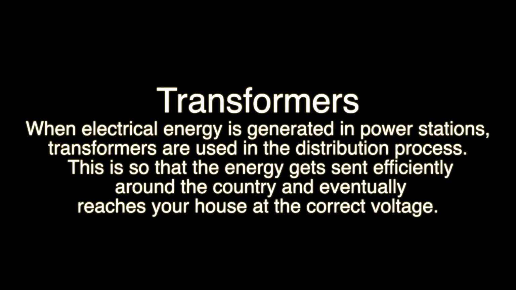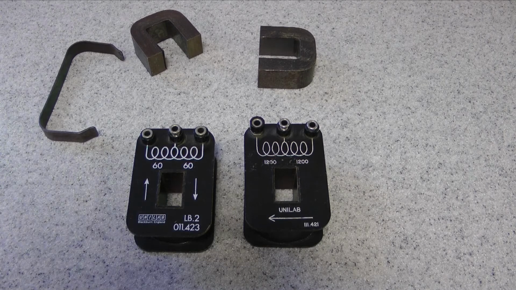Now, once electricity is generated in power stations, transformers are used in the distribution process. This is so that energy gets sent efficiently around the country and eventually it reaches your house at the correct voltage. And you need to know the basic construction of a transformer and what it can do in stepping up or stepping down a voltage. Now, the last little application of magnets and coils and electricity we're going to look at is transformers.